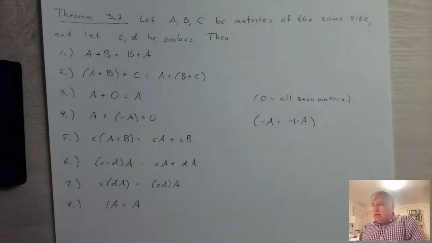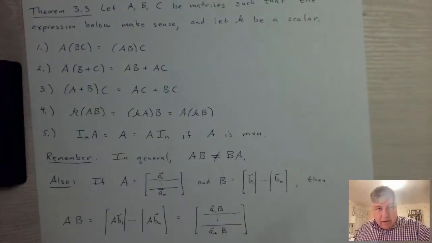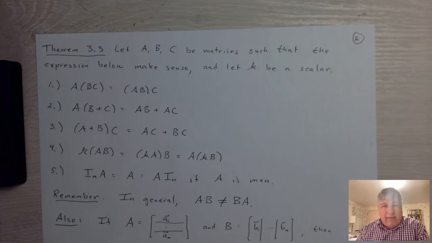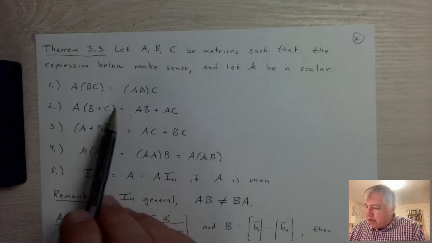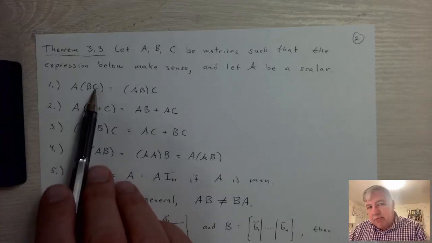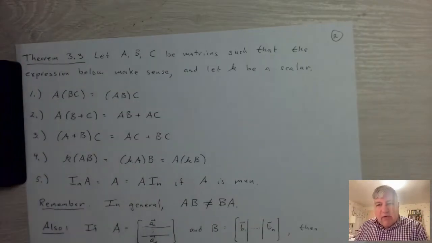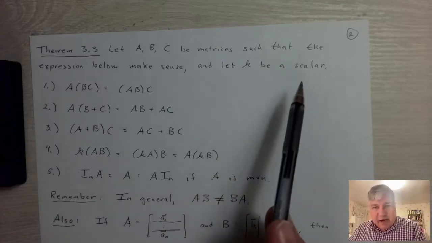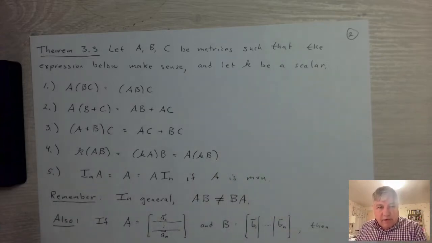Okay, now things get a little more interesting when you bring matrix multiplication in. So if A, B, and C are matrices such that the expressions below make sense, that means that we're actually able to multiply these. So if we multiply, for example, B times C, we're assuming that the number of columns in B equals the number of rows of C. So rather than write all of that down, we just say so that these expressions make sense. And if k is a scalar or a real number, then we have these properties.